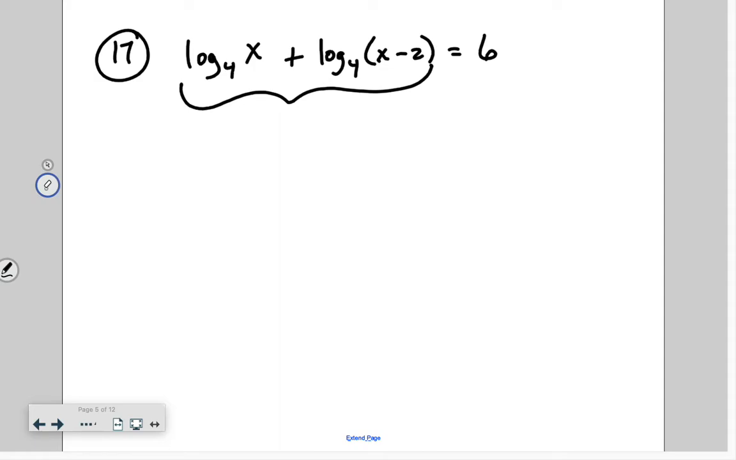If we condense, we have the log base 4. Since we're adding, that means we have to multiply the arguments. So we're going to end up with x squared minus 2x.